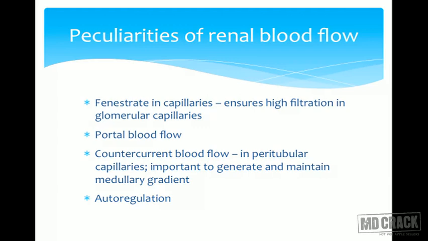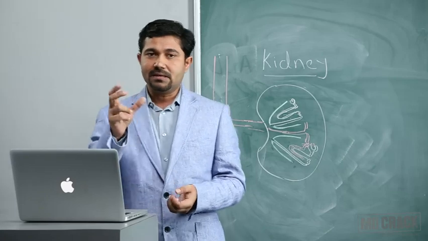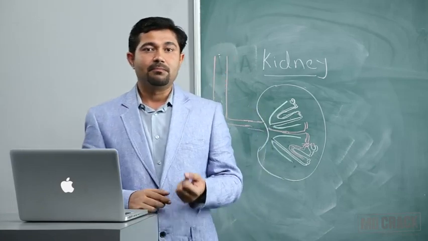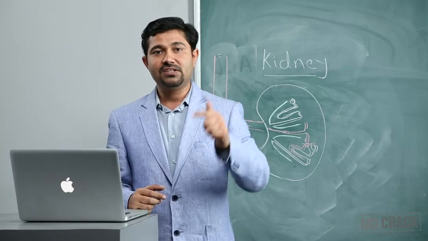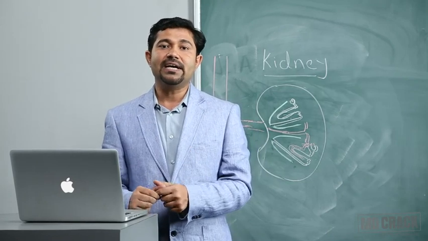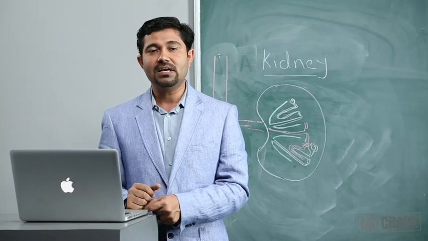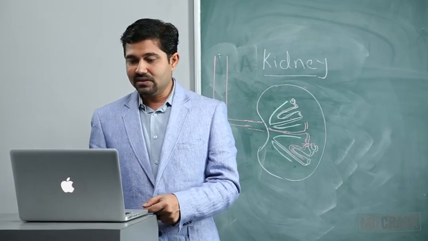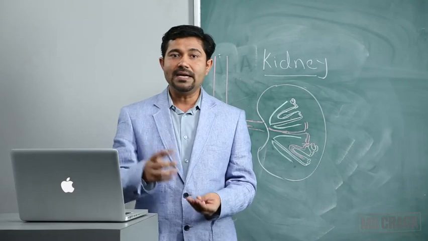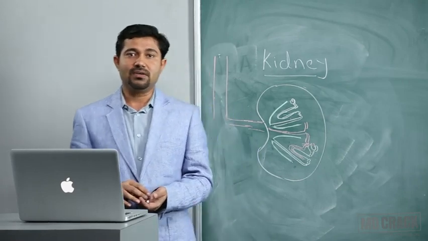And the next important peculiarity of the renal blood flow is autoregulation. Even if the systemic blood pressure changes and fluctuates, the renal blood flow can be maintained, and therefore the GFR can be maintained. That is called autoregulation. So these are some of the peculiarities of the renal blood flow.